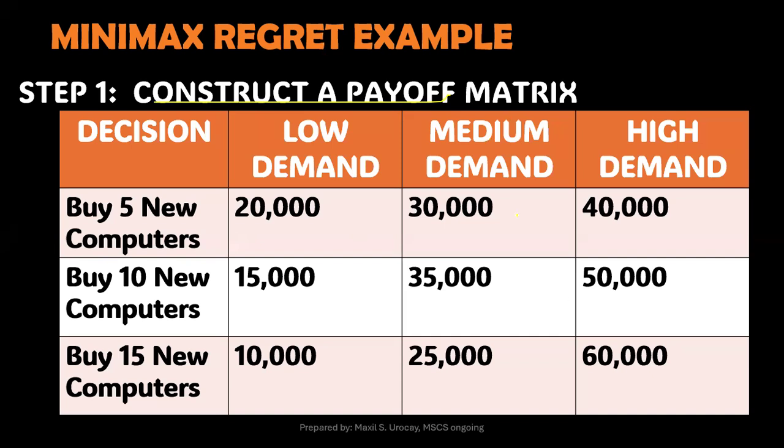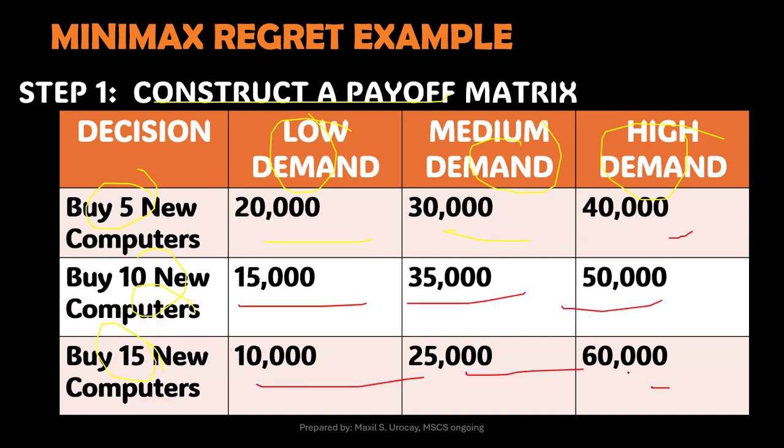So the rows, first, are buy 5 new computers, 10 new computers, 15 new computers. And the columns are low demand, medium demand, and high demand. So it will be 20,000, 30,000, and 40,000; then 15,000, 35,000, 50,000; and 10,000, 25,000, and 60,000. So that's how you will construct the payoff matrix. You can just come up with a table.